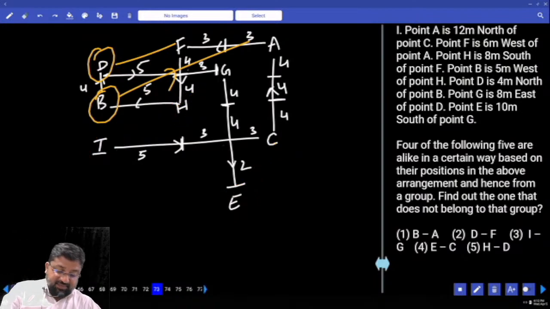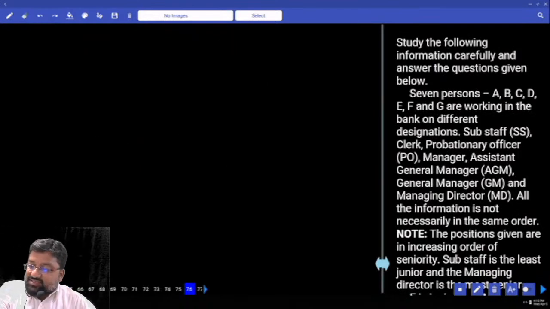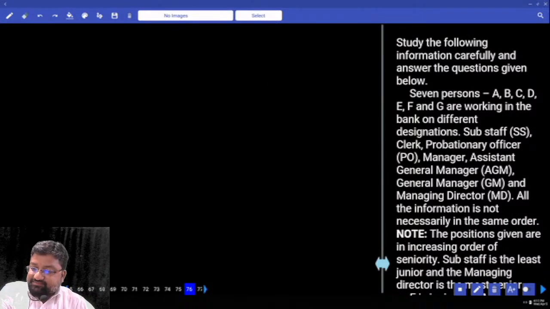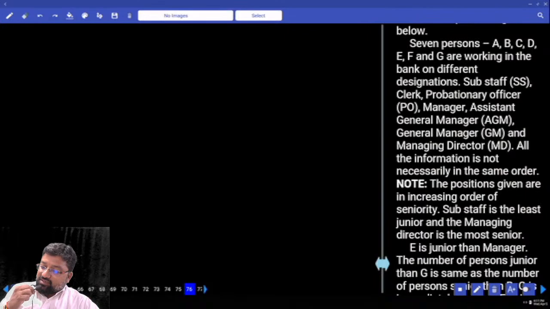Fifth option. Now I have a puzzle here. How many persons? 7 persons, A, B, C, D, E, F, G are working in a bank on different designations: sub-staff, clerk, probationary officer, manager, assistant general manager, general manager and managing director. All the information is not necessarily in the same order. The positions given are in increasing order of seniority. Sub-staff is the most junior and managing director is the most senior.